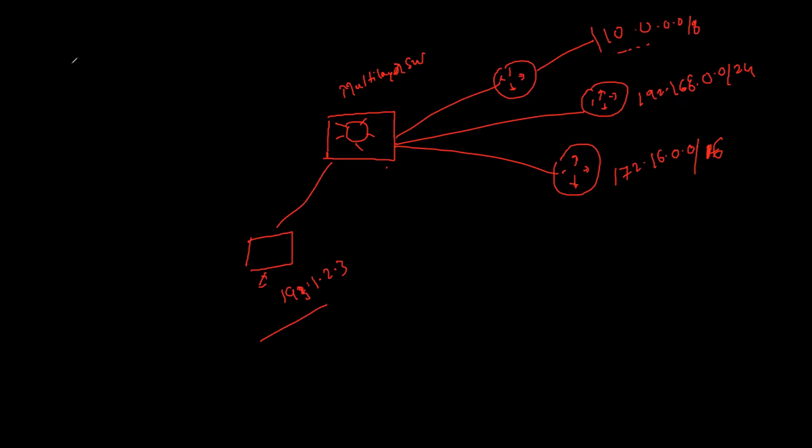So basically on the switch, there would be a routing table, which is known as the RIB, routing information base.